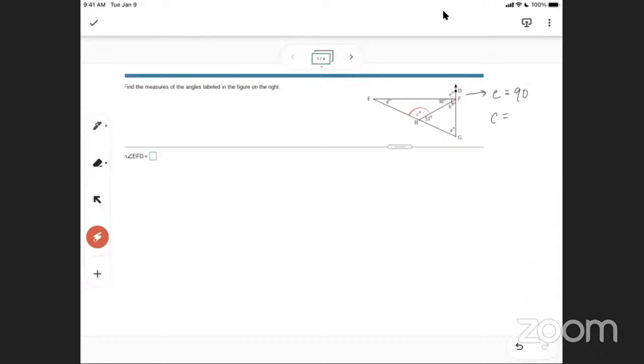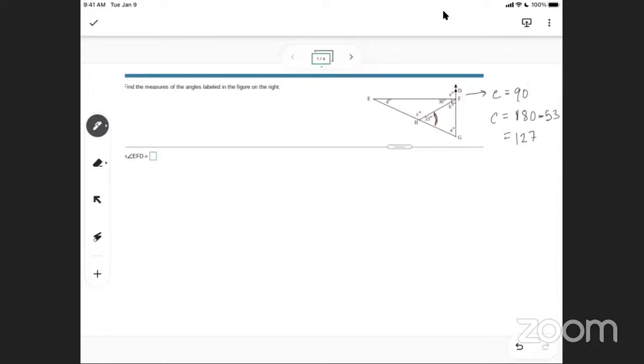So what does C have to be? Not 90. It's got to be whatever C plus 53 has to add up to, what do we just say? 180. These two have to add up to 180. So how can you find C? Can't you just subtract 53? Yeah, that's what we're going to do. So C equals 127.